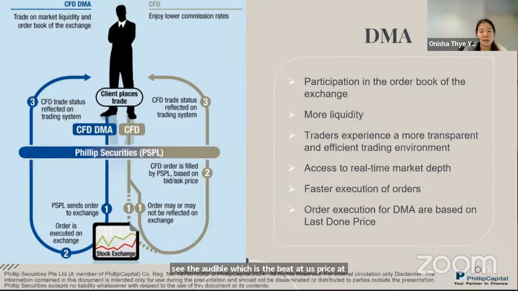And then there's faster execution of orders. Your CFD DMA orders are sent directly to the exchange, and you benefit from reduced latency and improved responsiveness, because with direct market access your order is directly reflected on the exchange itself. DMA orders are based on price-time priority. So that's the main difference between DMA and CFD, because with CFD you go through us, where it may or may not be reflected on the exchange itself, but DMA goes directly to the exchange.